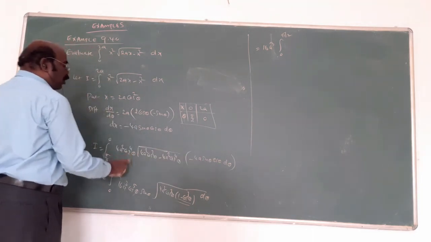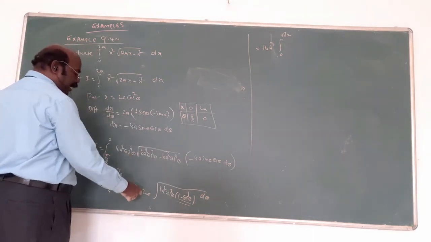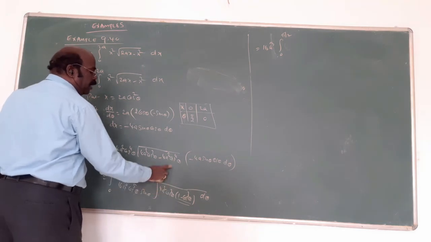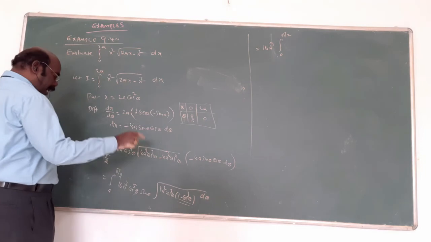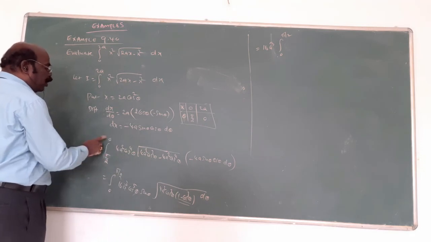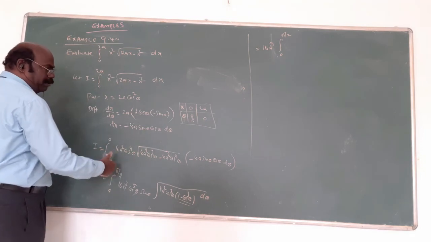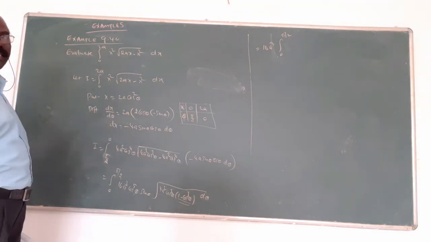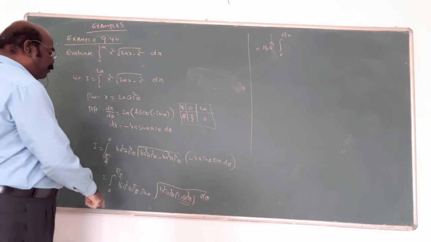Cos into cos power 5, then sin theta. Within the square, 4a square cos square is taken outside, and the remaining terms are 1 minus cos square. Also the limits pi by 2 to 0 become 0 to pi by 2. You want to inverse the limit, so the minus becomes plus.